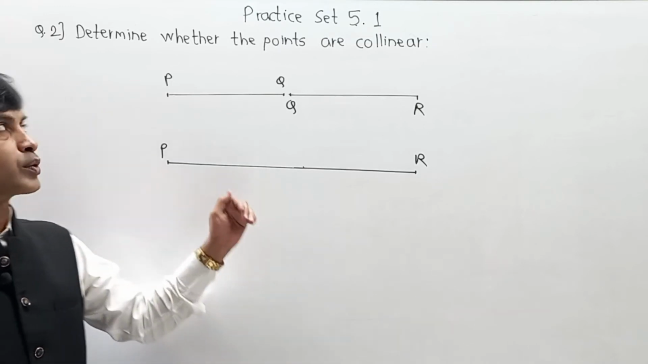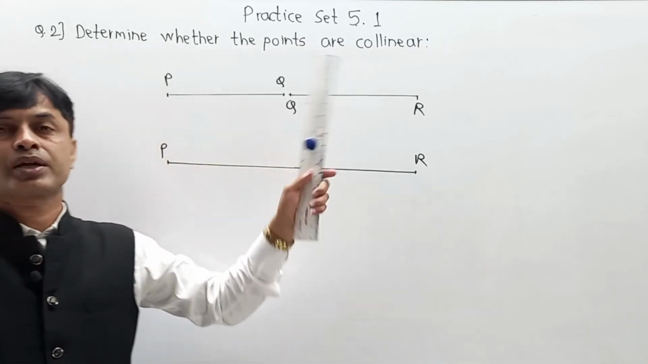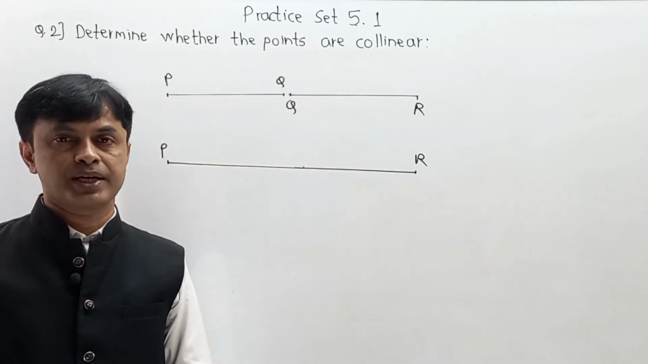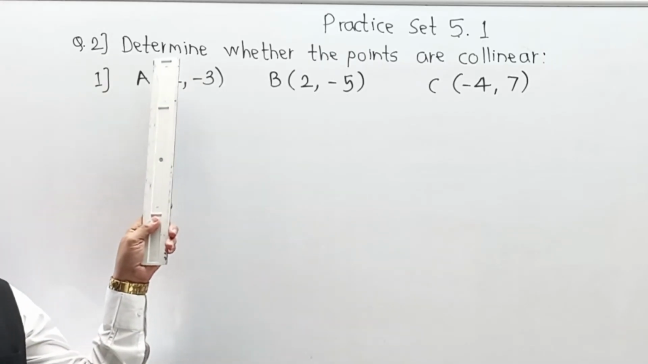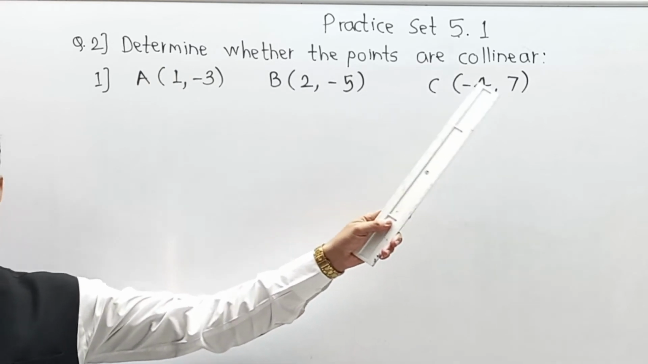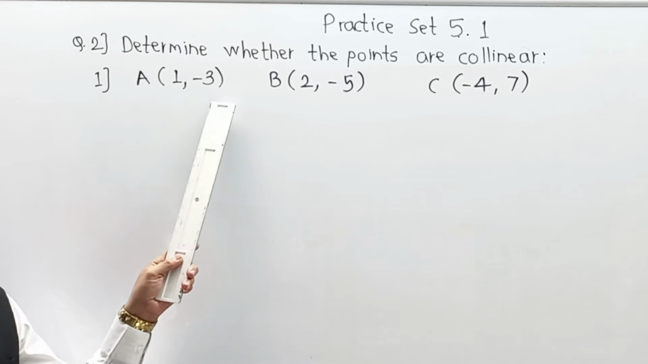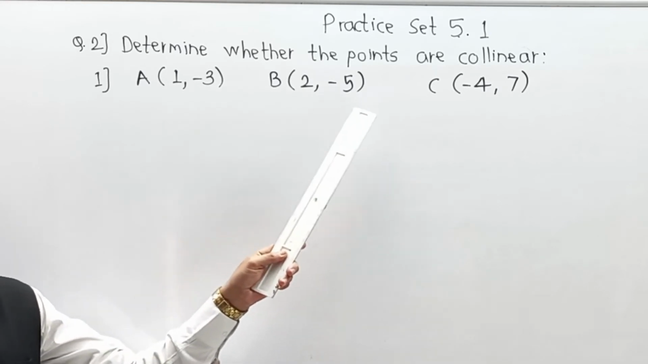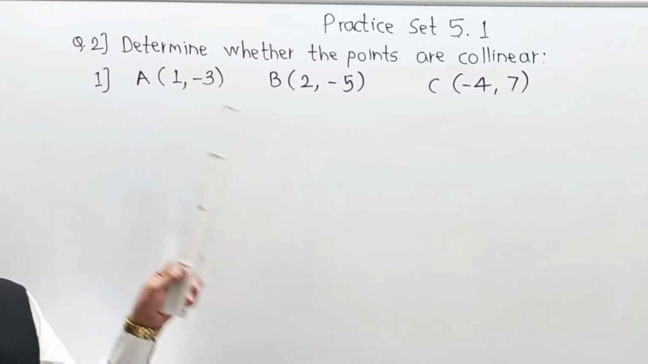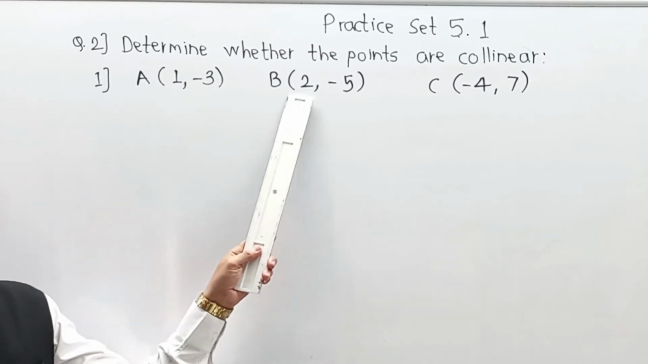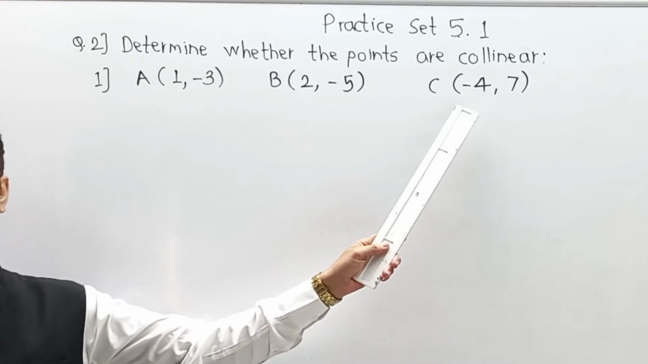And in this way we are going to start the second exercise, that is nothing but determining whether the points are collinear or not. So please pay attention. Now we are going to start question number 2, determine whether the points are collinear or not. They have given us points A (1, -3), B (2, -5), and C (-4, 7). One by one we are going to calculate first the distance between AB, second the distance between BC, and third the distance between AC.